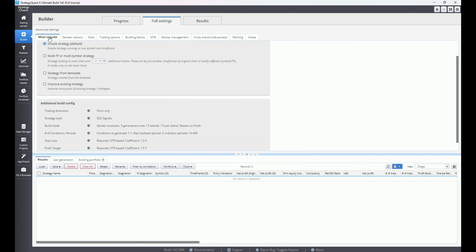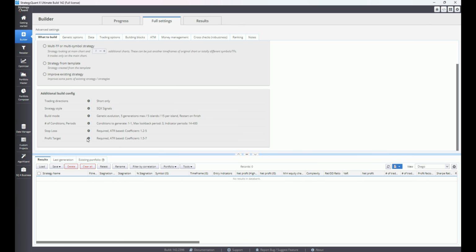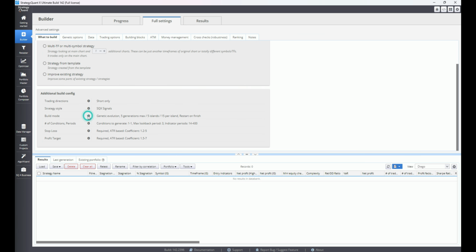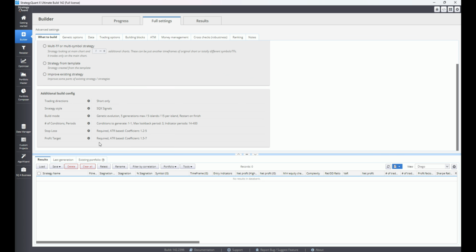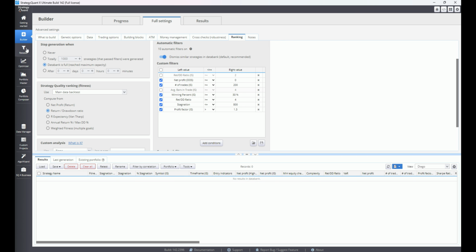And in here, in what to build, you need to select a stop loss required. It's ATR based. This is my configuration. The same for profit target, right? And in this case, we are going to use genetic evolution to take advantage of this configuration. As a first quality gate, in the next episode we are gonna do some retesting.